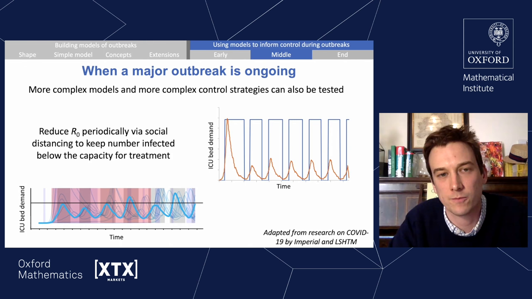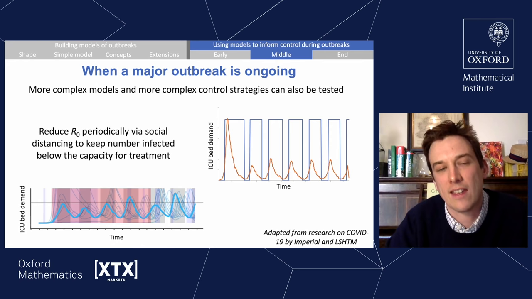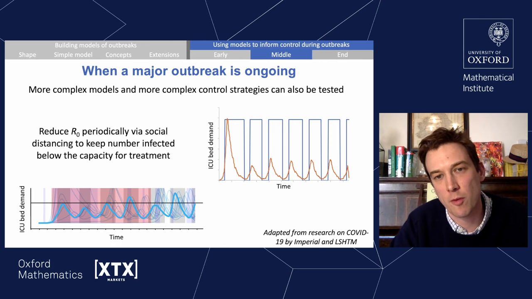And the idea of these graphs is to test a more complex control strategy. I should say that the London School of Hygiene and Tropical Medicine model in the bottom left includes all five extensions to the basic SIR model that I told you about earlier. So it's a much more complex model, and you can see quite complex dynamics. The thing that's being tested is the idea of reducing R0 periodically by having lockdowns. So having a lockdown for a period of time to reduce the reproduction number reduces the numbers of cases and therefore reduces the pressure on healthcare services. And then you can release the lockdown so that people can go about their daily lives in a more normal fashion. And when you reduce the lockdown, the numbers of cases goes up again.